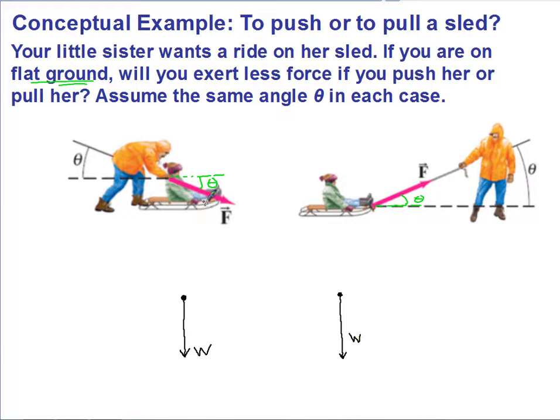Now when I go to push down at an angle, let's go ahead and represent that force here. When I push down at an angle, I'm going to draw that with a value F. I don't know how big that is, really. It's just a conceptual example. That angle here is theta. Well, when I push down at an angle like this, what that does to the normal force is it actually increases it. Right? The normal force becomes bigger than the weight.